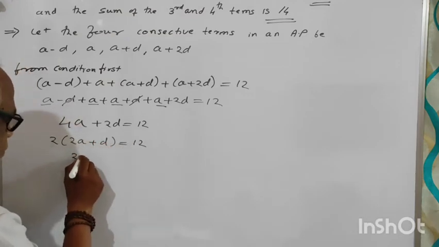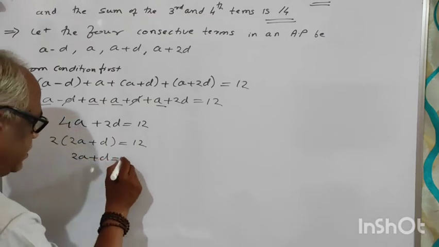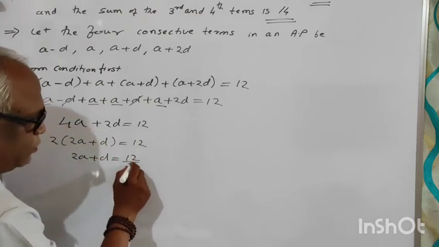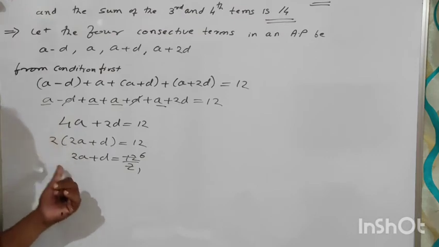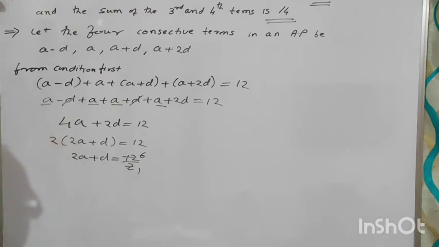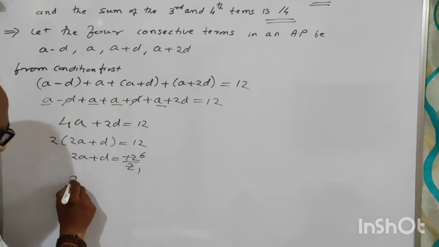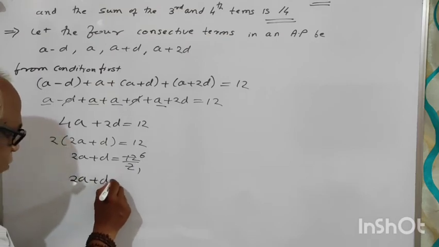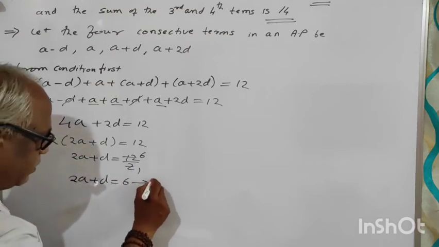So 2a plus d is equal to 12 upon 2. 2 1s are 2, 2 6s are 12, this 2 shifted to the other side. So cancellation, 2a plus d is equal to 6. This is equation number 1.